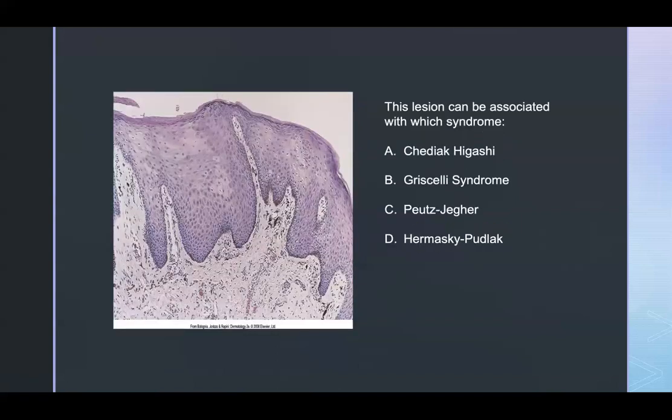This lesion can be associated with which of the following. So this is a melanotic macule, and you can often see these in Peutz-Jeghers.